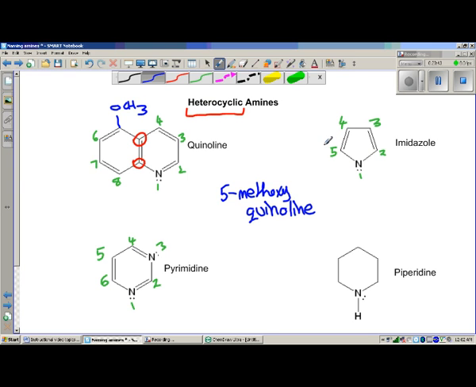All right. And that is heterocyclic amines. Just make sure that you look these up and that you know these structures, because once again, the names won't help you out.